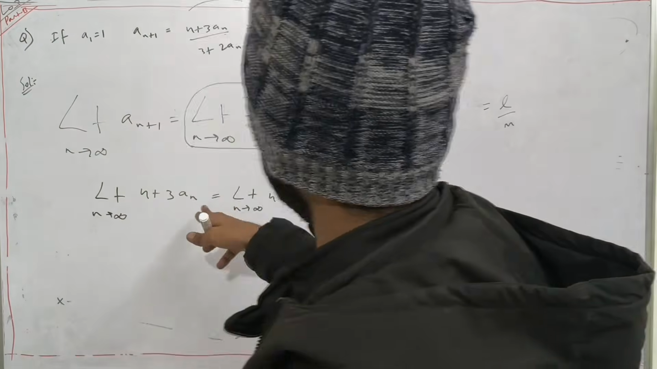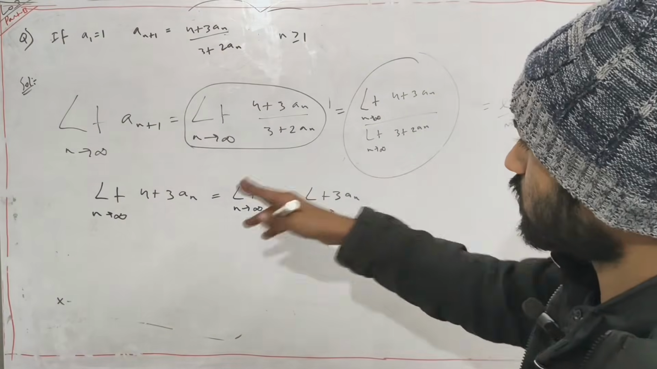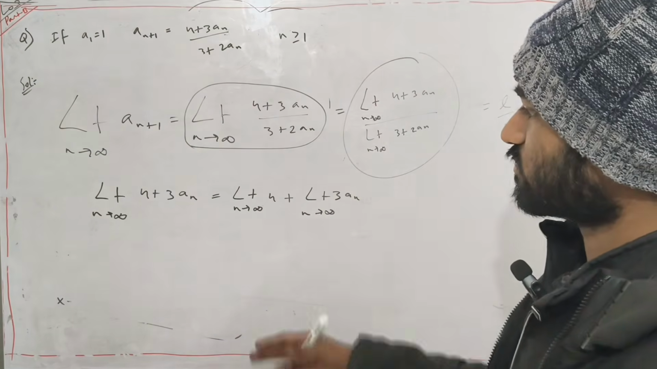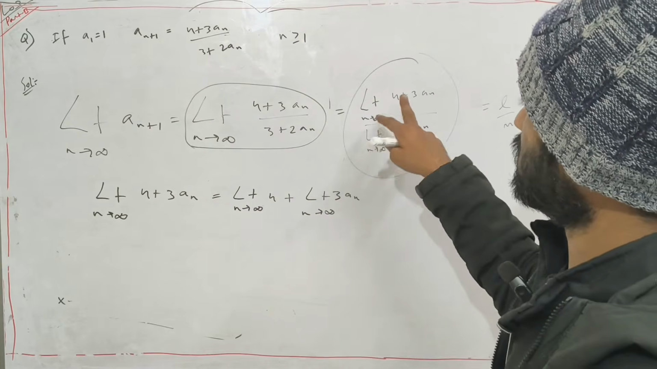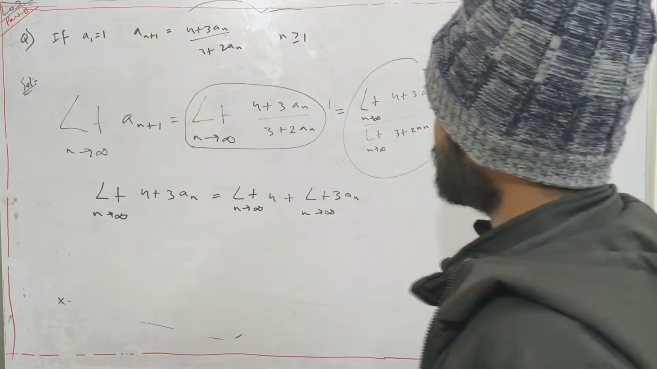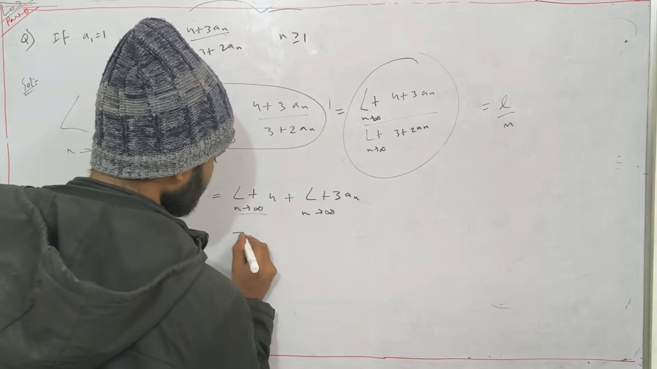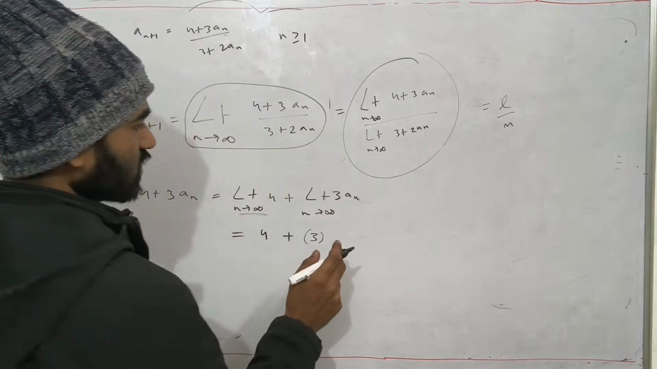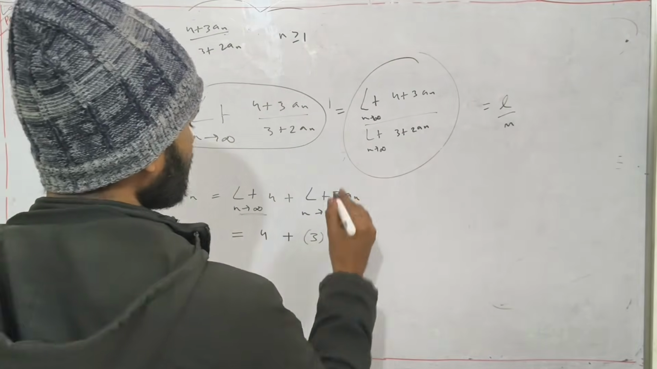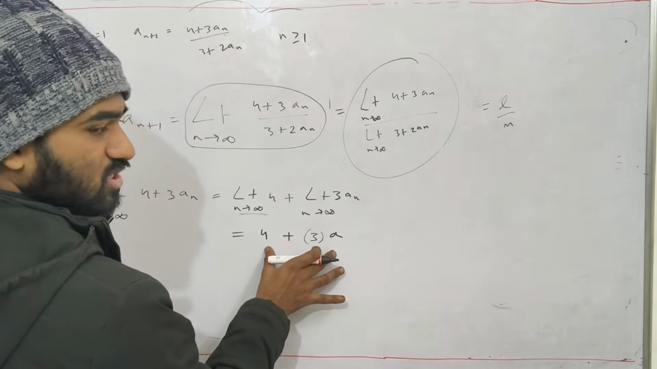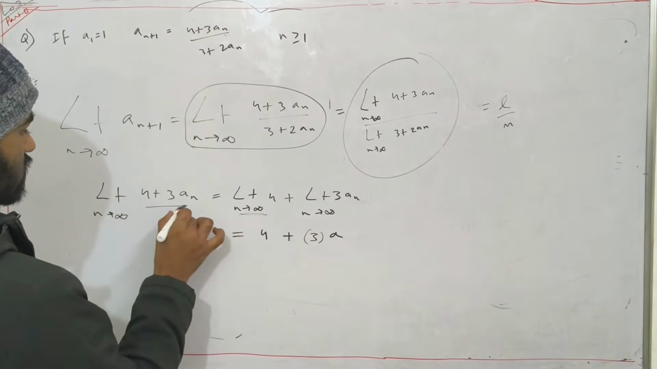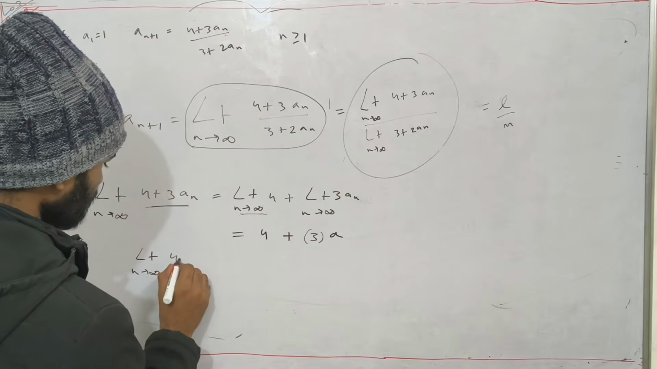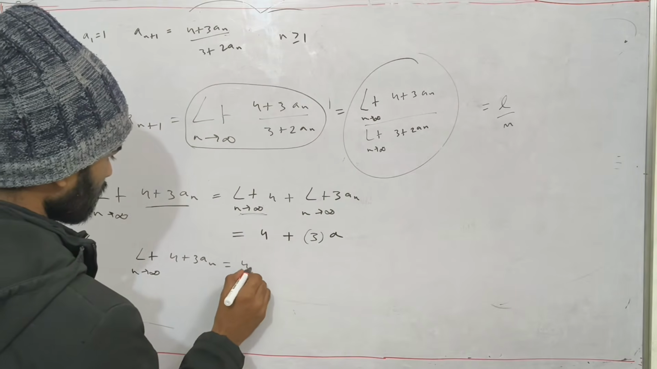Can we write this like this? For writing it like this, these two should again exist individually, using the first rule. This is rule number 3, this is rule number 1. We know this exists and gives value 4, and this exists and, as limit n tends to infinity an is given as a, it also exists. So they both exist individually, and limit n tends to infinity (4 + 3an) equals 4 plus 3a.